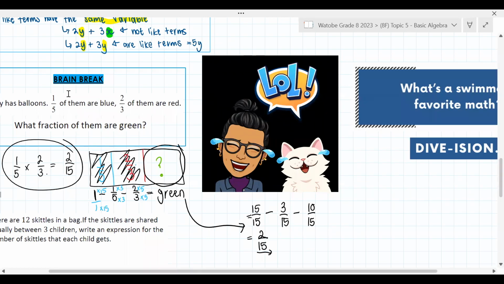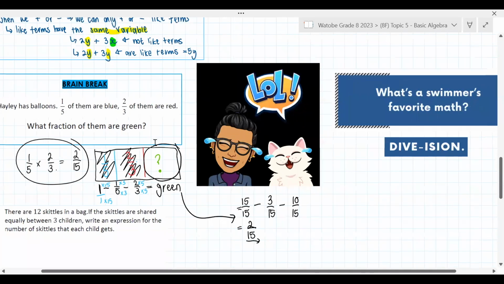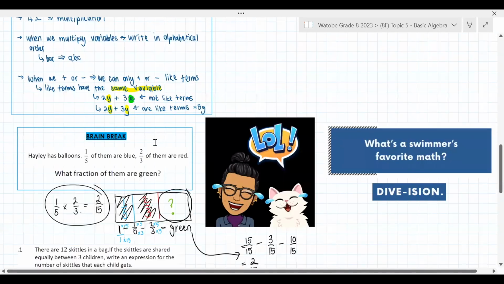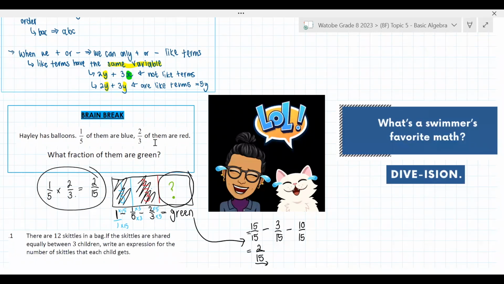Right, so what I will do is I'll just leave that up in case you want to take a screenshot of that brain break, because like I say, it definitely is a type of question we'd ask you in an assessment setting. And then we're going to move on.